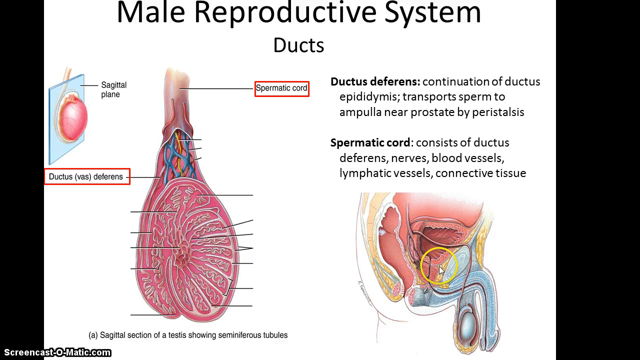And then you get to the ampulla, a larger area of the ductus deferens, and that is another storage site for sperm. Now, this long structure that the ductus deferens runs through is called the spermatic cord. The spermatic cord also includes blood vessels, nerves, lymphatic vessels, and lots of connective tissue, so it's a big structure important for taking care of the epididymis and testes.